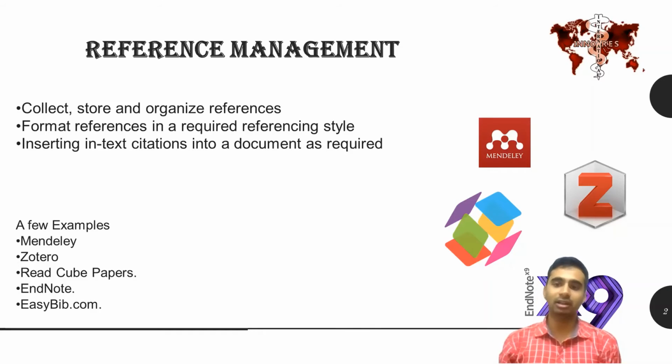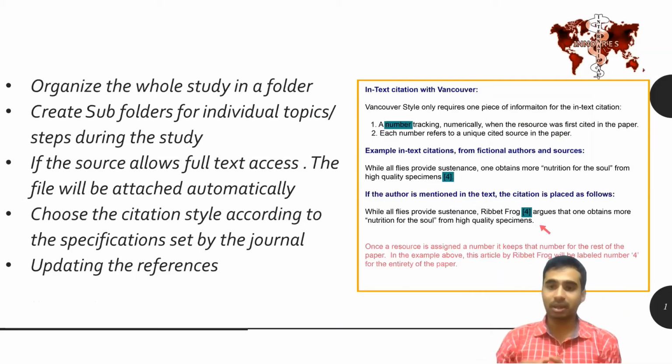And this is effectively done by using reference managing softwares. There are a lot of reference management softwares like Mendeley, Zotero, ReadCube Papers, EndNote, EasyWeb.com. The advantage of using reference managing software is that no matter how many research papers you visit before creating your research paper, you can store all their titles, and if they provide free text access, you can even store the whole research paper offline.